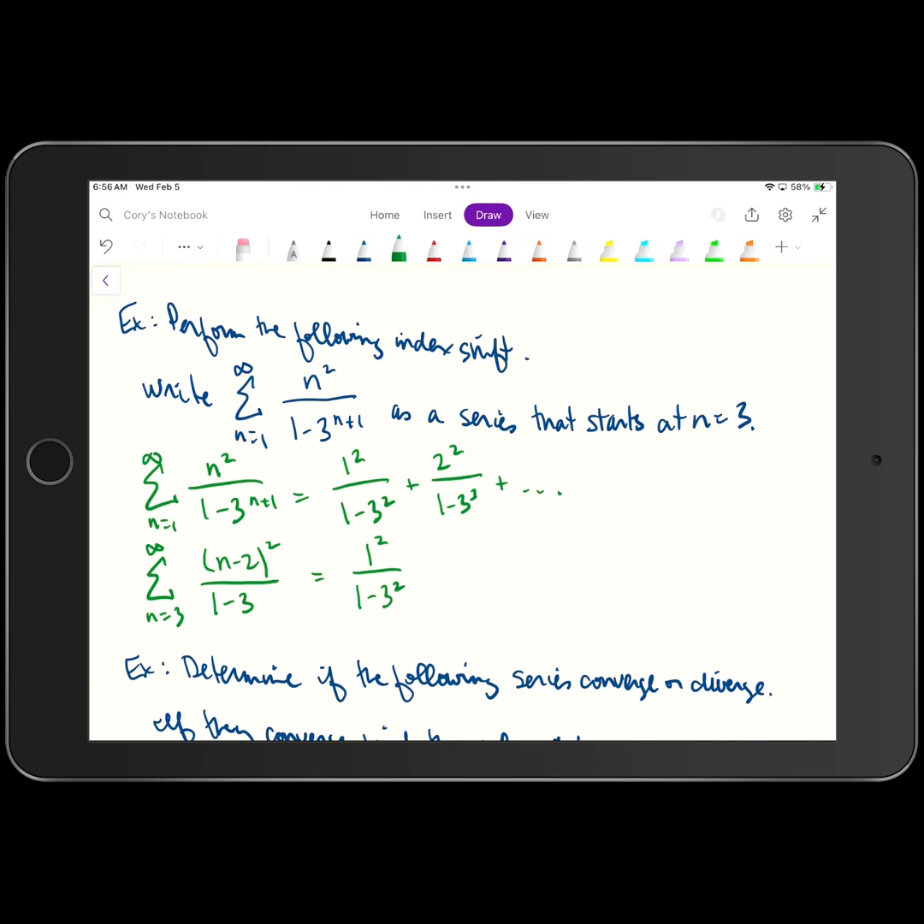To get an exponent of 2 on bottom, I need the exponent to be n minus 1. Because when I plug 3 in the place of n, we get 1 minus 3 raised to the 3 minus 1 power, which would give me 1 minus 3 squared. Okay, so this would be what that summation would need to be with the appropriate index shift.